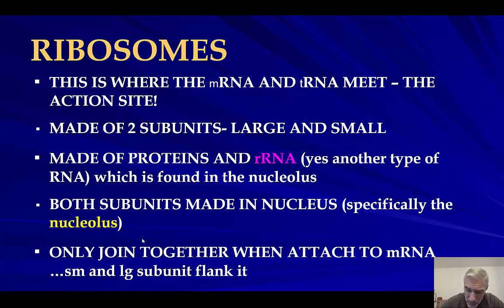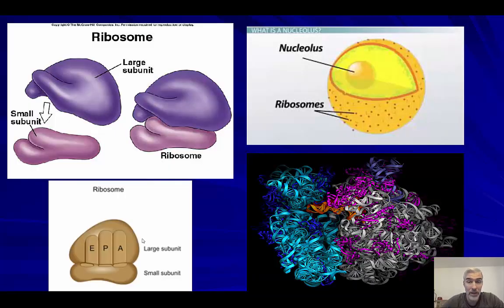Both subunits are made in the nucleus, specifically the nucleolus, which is a slightly darker area that's sometimes seen in the nucleus in specific organisms. They will only join together, the large and small, when a protein is being read. It almost looks like two gloves coming together, right? You have the bottom subunit and the top subunit right here, the small and the large. They come together and fit the mRNA between them.